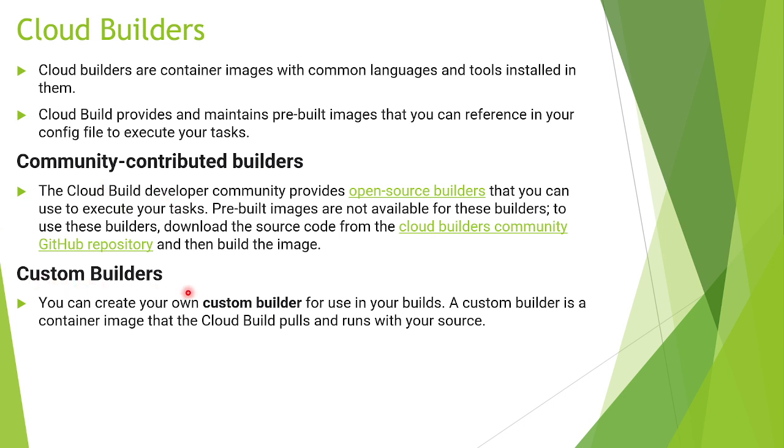After that we have custom builders. If you have a specific task which cannot be done by cloud builders or community-contributed builders, you can even create your own image. With the help of a custom builder, we can use a container image which has been created by us previously. With that image, we can pull it and run our source code or any configuration we want to run, any specific configuration which depends on that image in which all the configuration is there. We can use our custom builders for that.